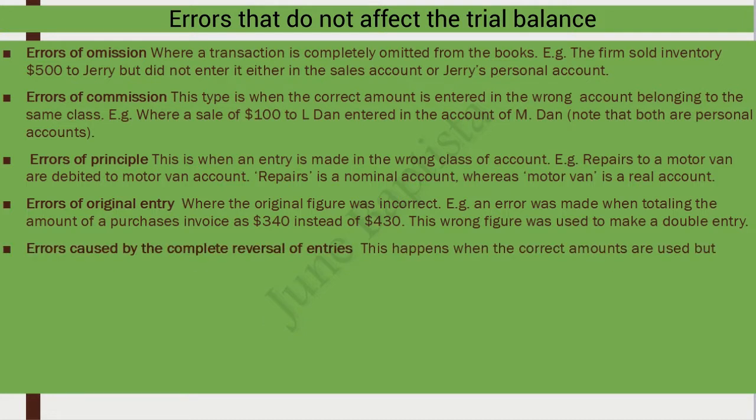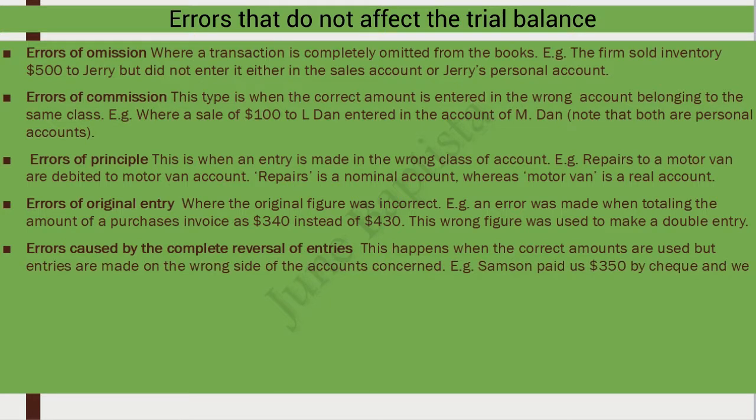Errors caused by a complete reversal of entries. This happens when the correct amounts are used, but entries are made on the wrong side of the accounts concerned. For example, Samson paid us $350 by check, and we debited Samson and credited bank.